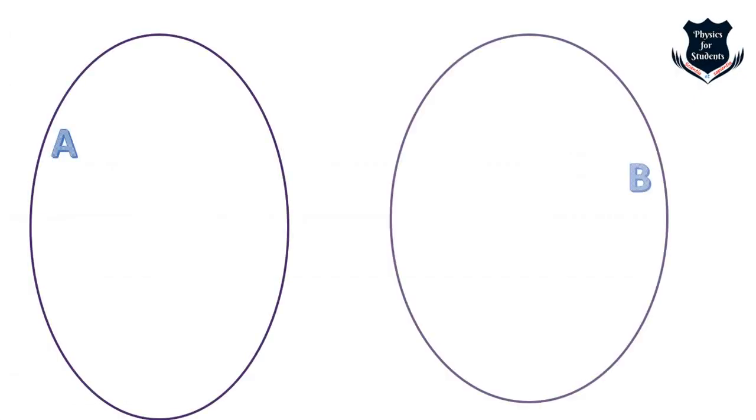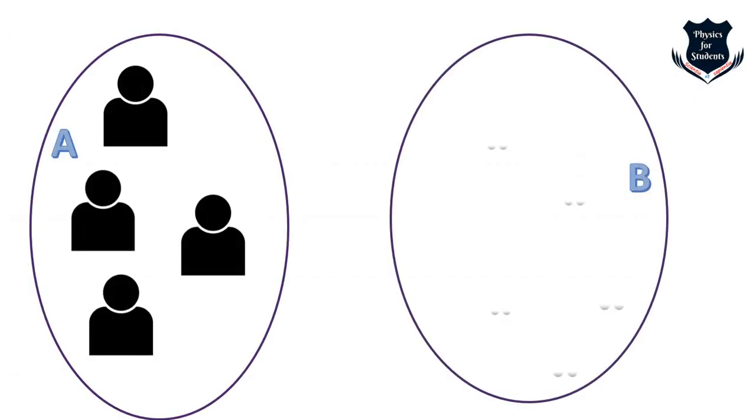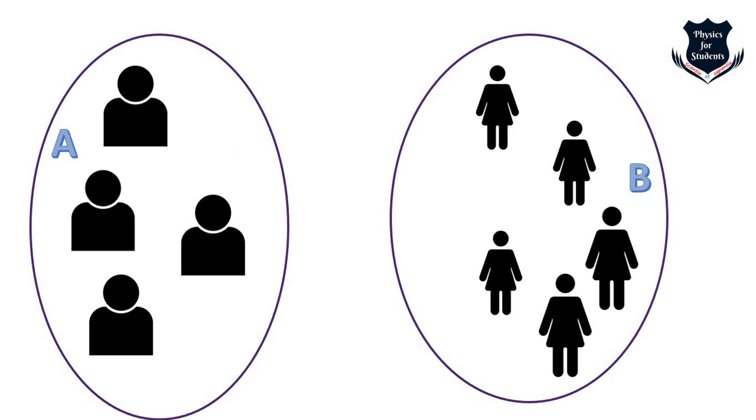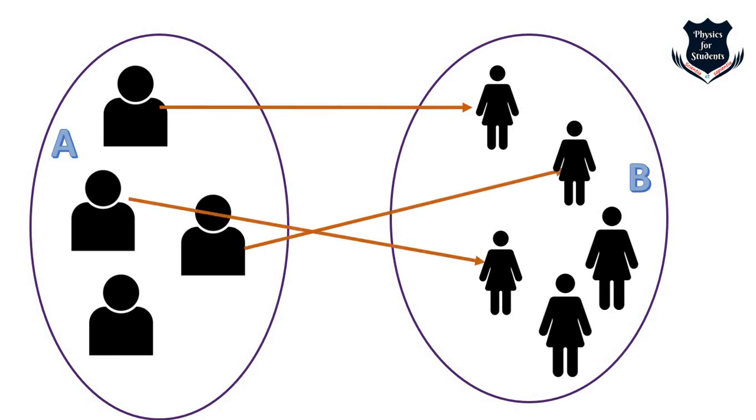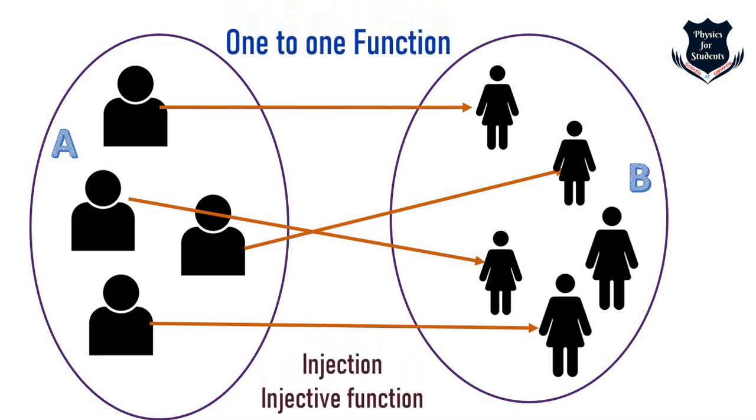Now if you get the same kind of people standing over here and the same women standing over there, and we get something like this man with this woman, and this to this, and this man is in love with this woman, and this man is in love with this woman, then one woman is left, and we call it a one-to-one function. Technically it is called an injection or an injective function.